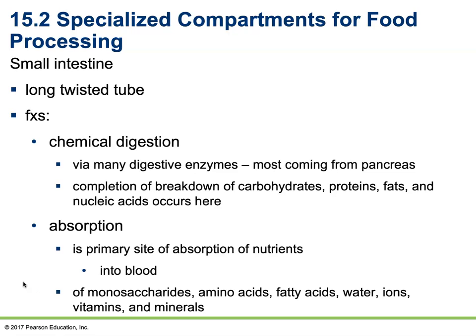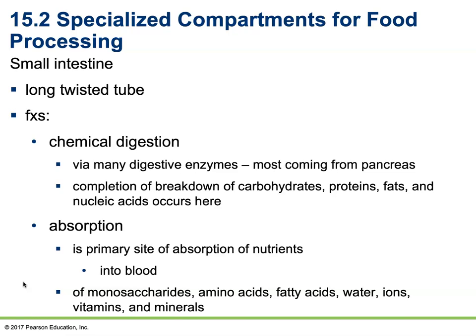Now, for absorption to occur, we need a very large surface area of the small intestine, and the surface area of the small intestine is going to be increased by several different things: 1, a pleated lining, 2, villi, and then 3, microvilli. Each villus is going to have a network of capillaries and a lacteal, a lymphatic vessel.